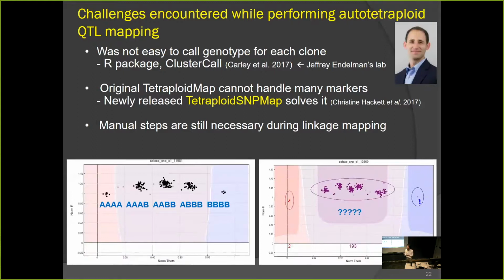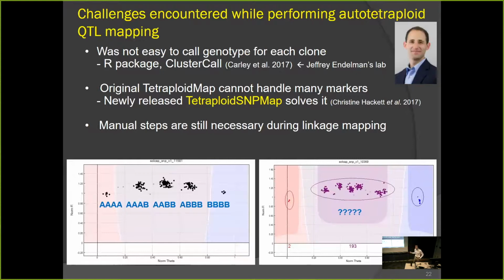If a clone has an AAAA genotype, generally the clone is centered on 0. If another clone has AAAB, that clone is generally centered on 0.25. And if another clone has AABB, the clone is centered on 0.5, and so on. So if the clones are well distributed, like in the first example, we can easily assign the appropriate genotype for each clone.